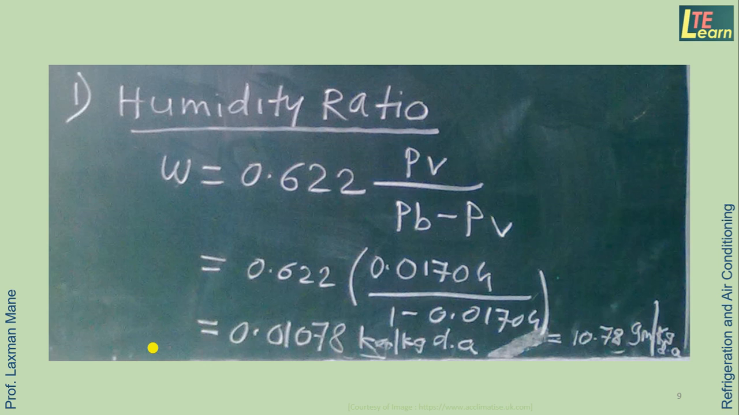Now we use this value to calculate humidity ratio. Formula for humidity ratio is W is equal to 0.622 into PV divided by PB minus PV. Here the values of pressure are put in bar. So by calculating we get value of specific humidity in kilogram per kilogram of dry air. Multiplying it by 1000, you can get answer in gram per kg of dry air.